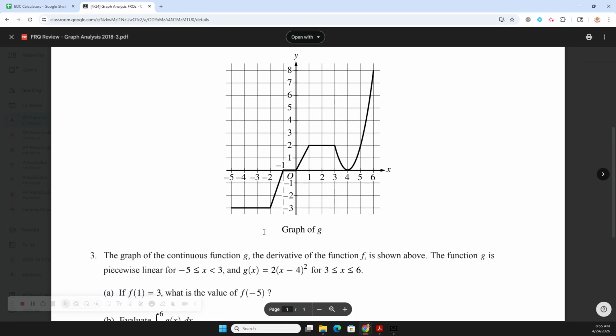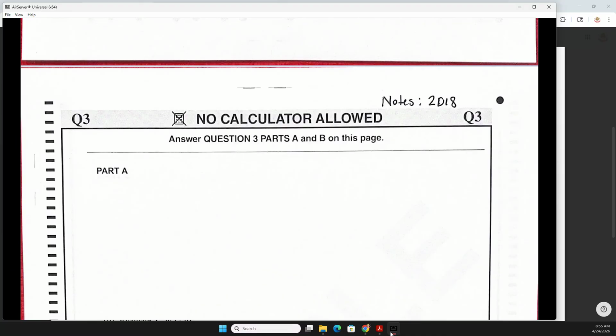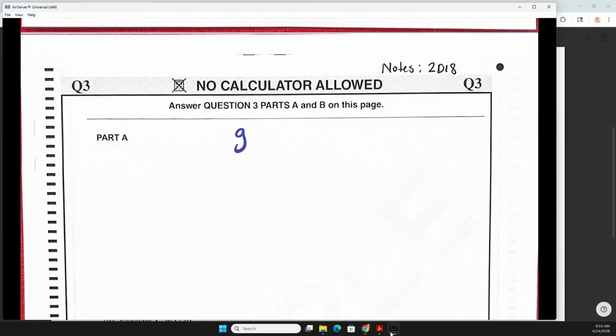So anyway, this graph is a continuous function g, and it is the derivative of f, and it's shown above. The function g is a piecewise linear function from -5 all the way to 3, and then it is a parabola, and we have the equation for the parabola from 3 to 6. All right, so this is what I would do. As soon as I read that g is the derivative of f, I would say in my notes that g is f prime. We're going to use that many, many times as we go through this question.